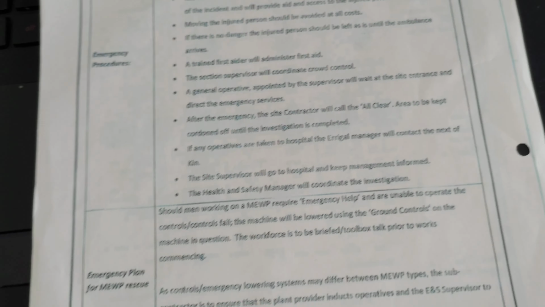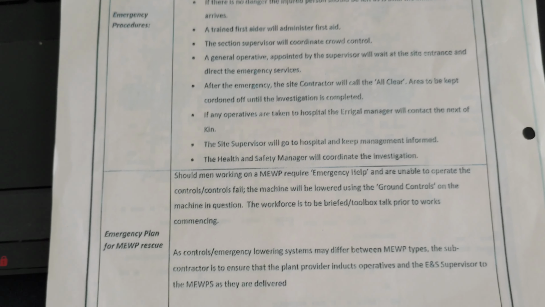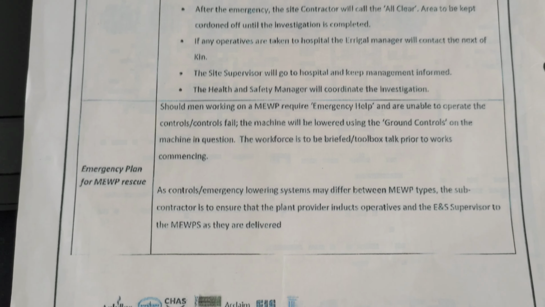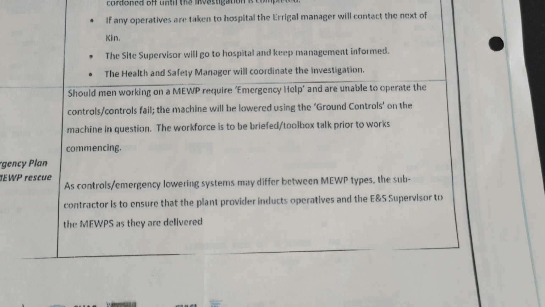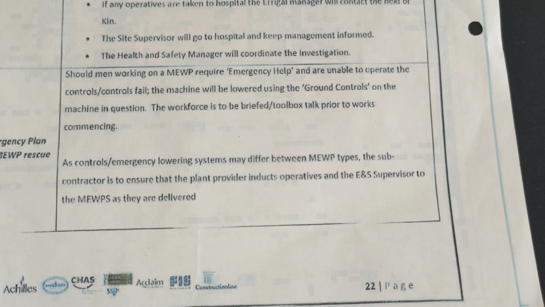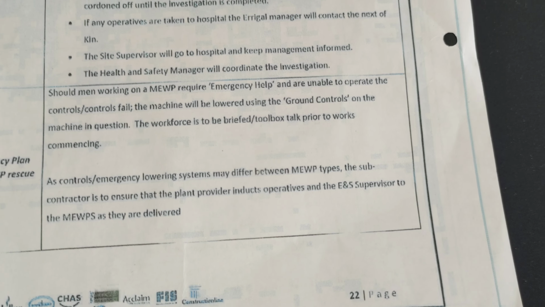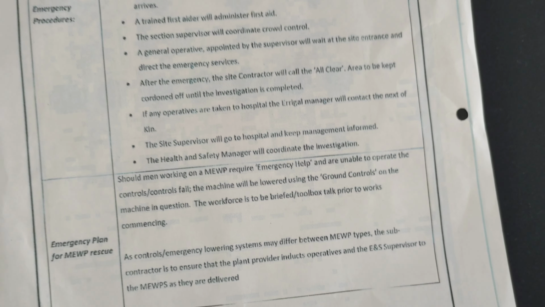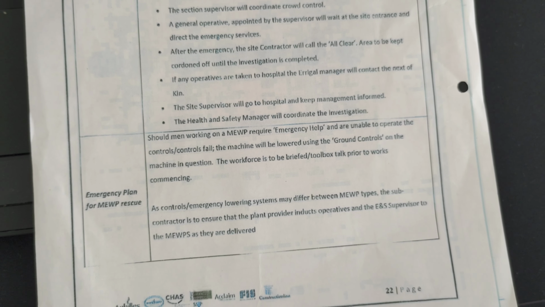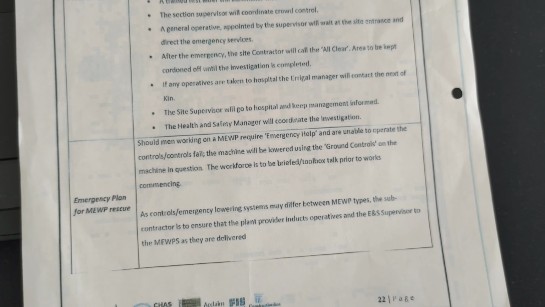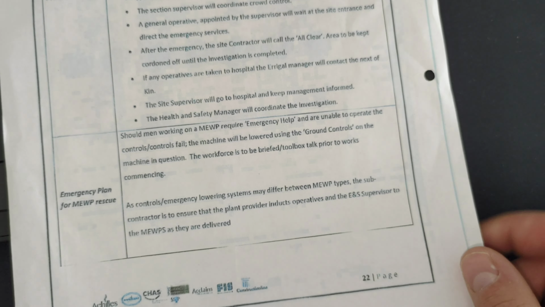All right, so we have the last one, emergency plan for mobile rescue. I'm just going to zoom in. Should men working on a MEWP require emergency help and are unable to operate the controls, the machine will be lowered using the ground controls. We're not using this kind of system, so I just showed it to you, but we'll not go deeper into that.